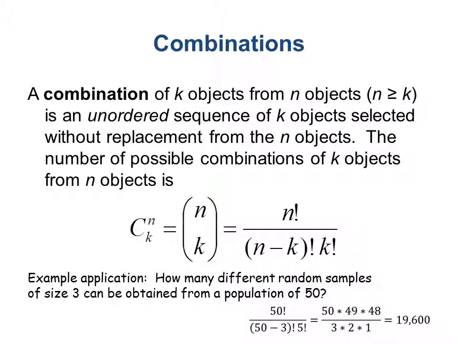What happened to 47? Well, 47, 46, etc. got canceled out by the 50 minus 3 factorial. So the only terms left are the ones shown there, 50 times 49 times 48. And we just have 3 times 2 times 1 left in the denominator. So we get 19,600 different combinations of size 3 from a population of 50.